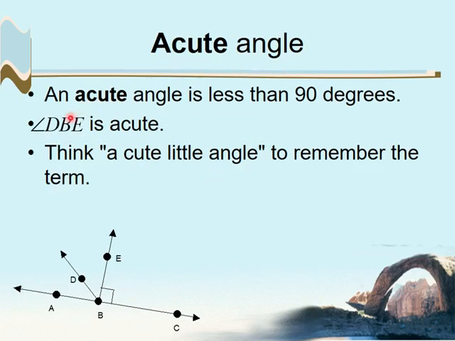Acute angle. An acute angle is an angle which is less than 90 degrees. Angle DBE. We are talking about this measurement. This is an acute angle.